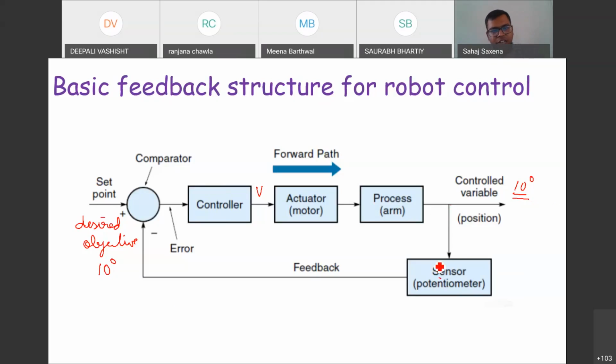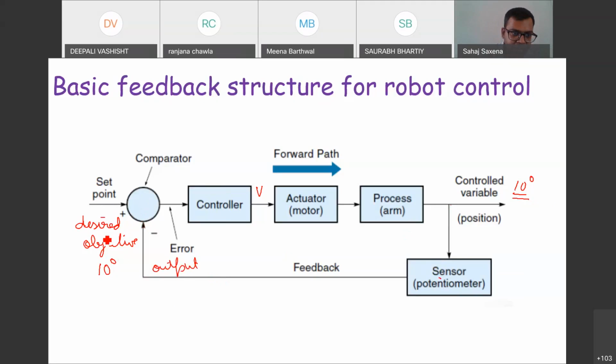So for example, we have a potentiometer which will convert the angular motion into a voltage, and this voltage will be given to this block, and this block will compare. What do you mean by compare? Here we have an output, because the position is giving the output.